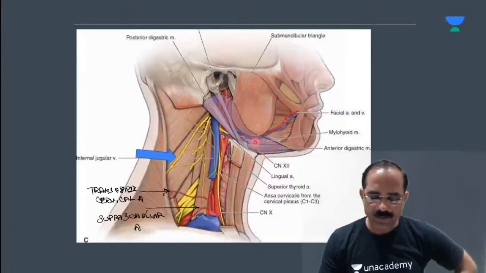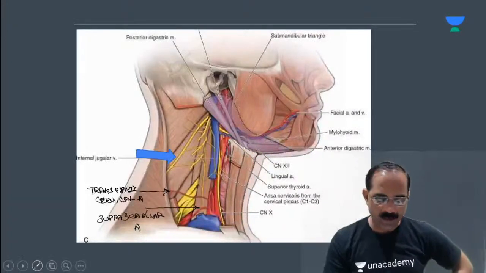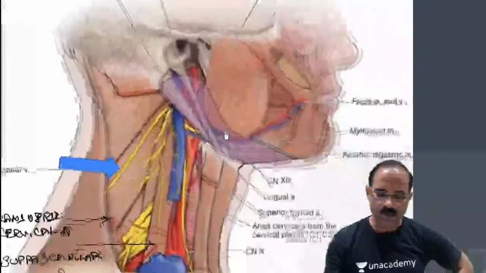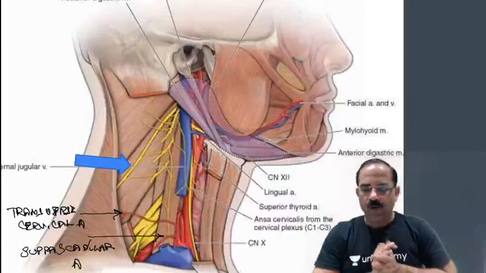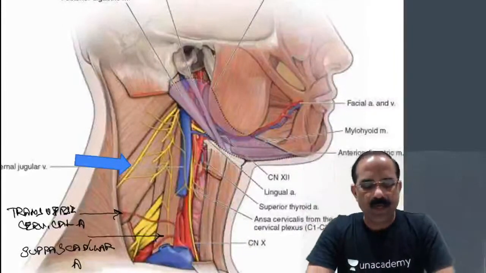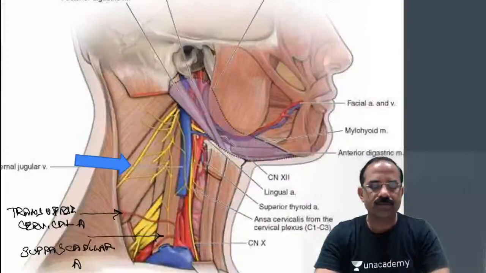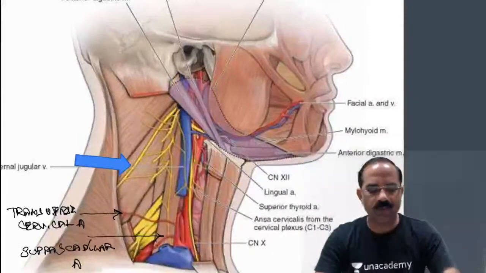These are the strap muscles here, students. And all the strap muscles are supplied by ansa cervicalis. Clear? All the strap muscles are supplied by ansa cervicalis except, come on students, fill in the blanks. Except, can anyone answer this? I'm waiting. Except, yes, the thyrohyoid.